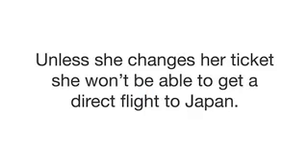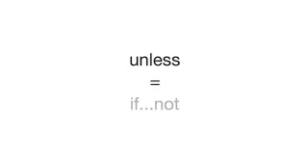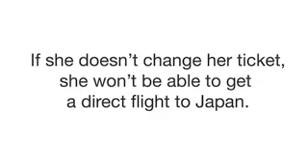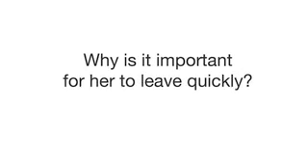Unless she changes her ticket before her departure, she'll go to Rome and she won't be able to get a direct flight to Japan. Unless she changes her ticket before her departure, she won't be able to get a direct flight to Japan. Unless means the same as if not. This is the same as saying, if she doesn't change her ticket, she won't be able to get a direct flight to Japan. So Anna has to go to the airport to pay the $100 for the new ticket.